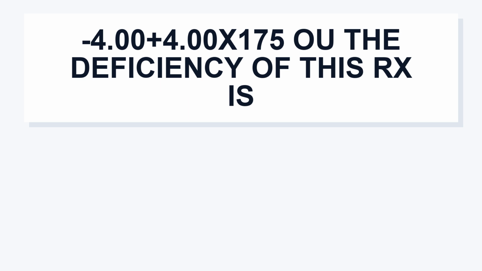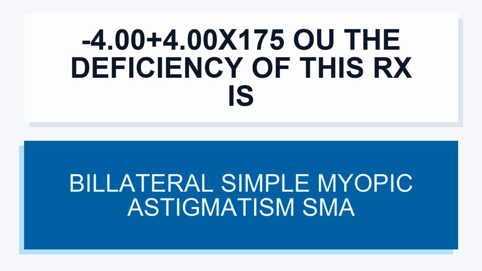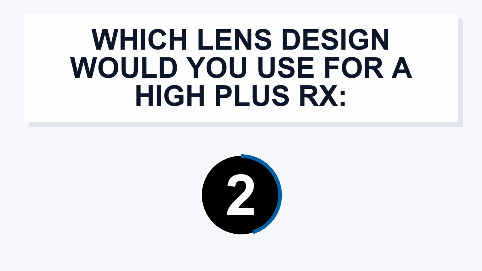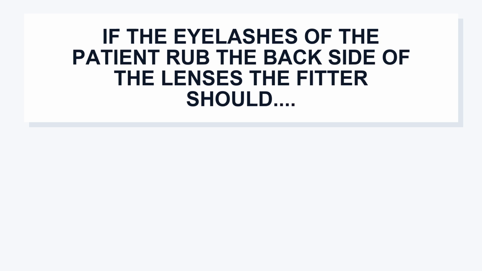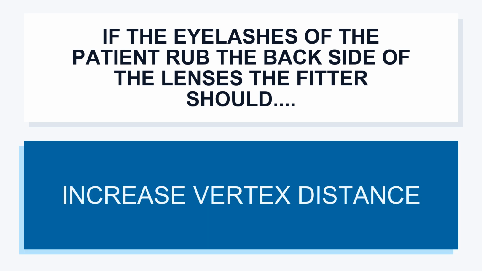4.00 plus 4.00 x 175 OU. The deficiency of this Rx is bilateral simple myopic astigmatism, SMA. Which lens design would you use for a high plus Rx? An aspheric design. If the eyelashes of the patient rub the back side of the lenses, the fitter should increase vertex distance.